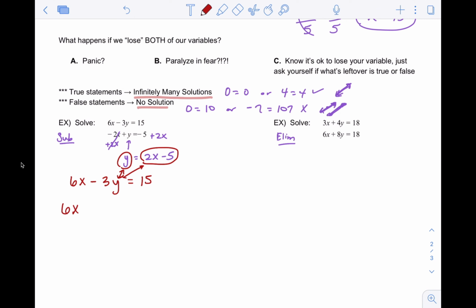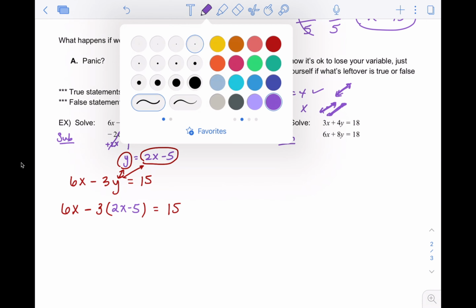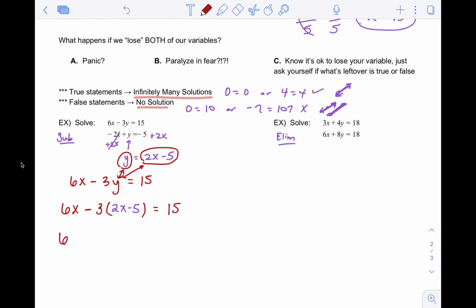So 6x minus 3y is 15. And instead of y, I put what y equals, 2x minus 5. Now, if you're following along, and you know that we have to simplify before we can solve, your instincts kick in, and you know you have to distribute that negative 3. Well, negative 3 times 2x is a negative 6x, so I put a minus 6x. A negative 3 times a negative 5 is a positive 15, so I put a positive 15.